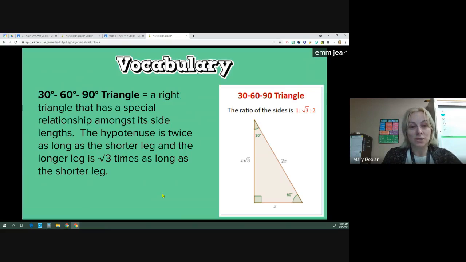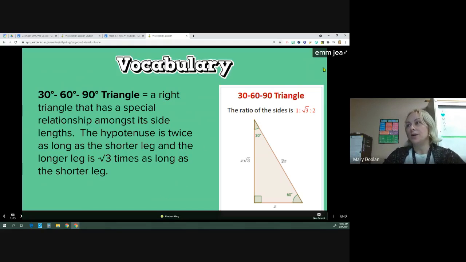So the relationship here is a little more complicated because before we had the 2 legs that were the same and the hypotenuse. But here, all 3 sides are different, but there's a relationship amongst those 3 sides. So if you know you have a 30, 60, 90 triangle and you have at least one side length, you can use this relationship to figure out those missing side lengths.